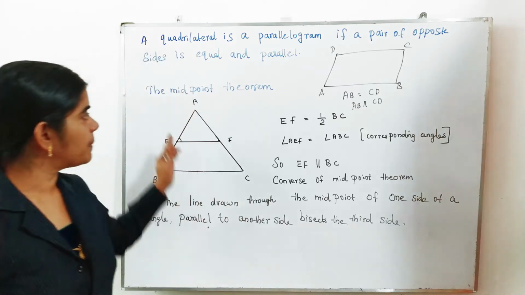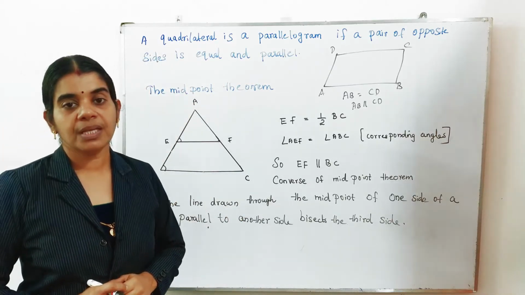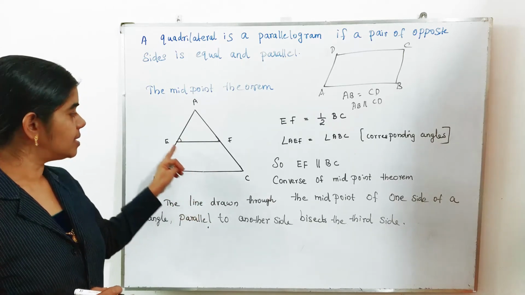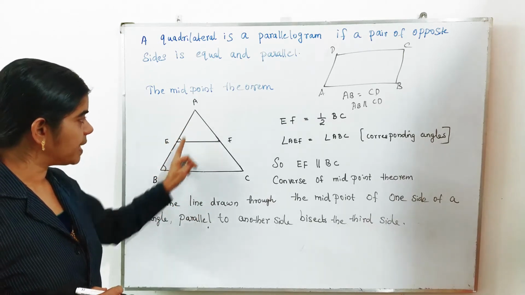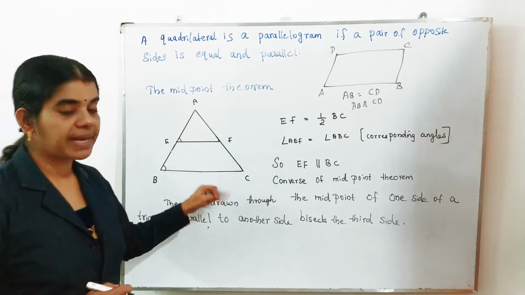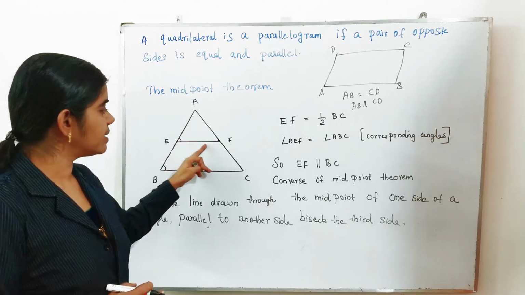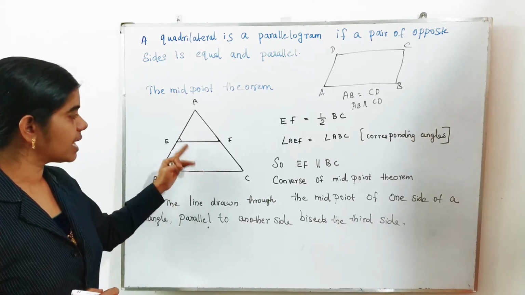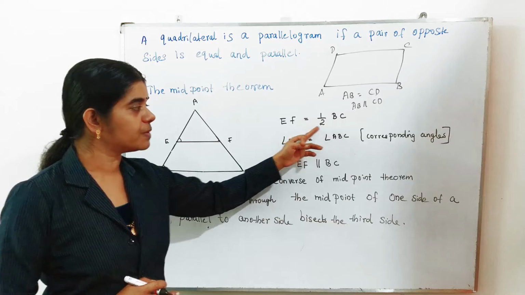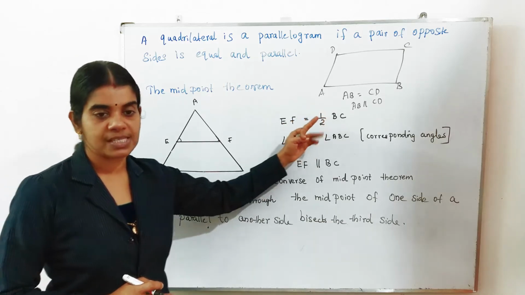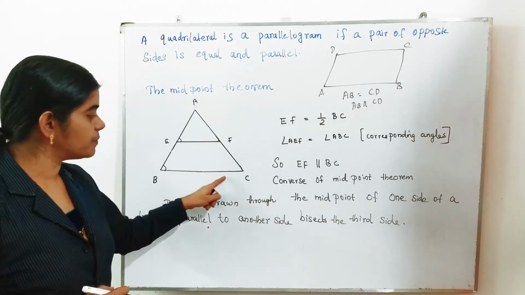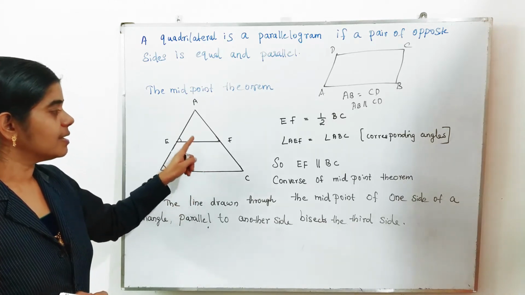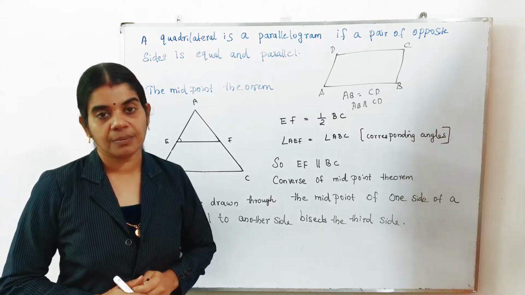Next, our important topic, the midpoint theorem. In the case of a triangle, ABC is one triangle. E is the midpoint of the side AB and F is the midpoint of the side AC, and we are joining that line EF. That line will be parallel to the third side and its length will be half of BC. EF is equal to half BC. This is known as the midpoint theorem.